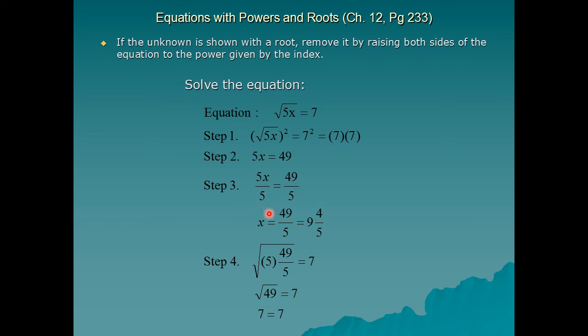Now you got the answer in improper fraction, remember? But you can always convert the improper fraction to a mixed number. But check when you answer the question. Sometimes the answer might be given in improper fraction, or sometimes in mixed number, so you just convert it to whatever you want. Step 4, we did the verification. We just replace the x by 49 over 5 to see what is our left side and right side.